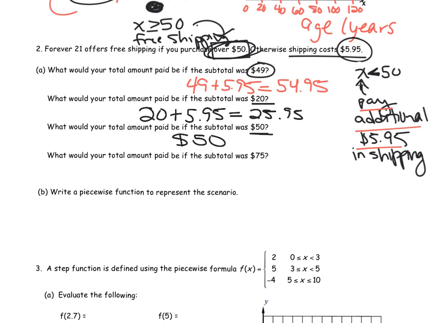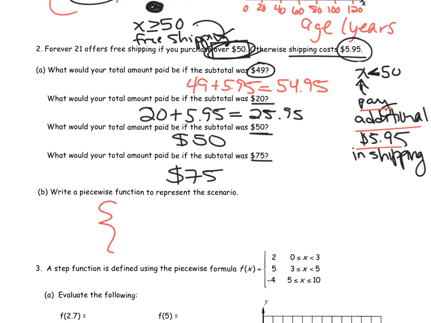Okay, and now lastly, what would your total amount be if your subtotal was $75? Again, you're well over the $50 mark, so it's just going to cost $75. Okay, so we want to come up with writing a function to represent this scenario. So let's write a piecewise function to represent this scenario.